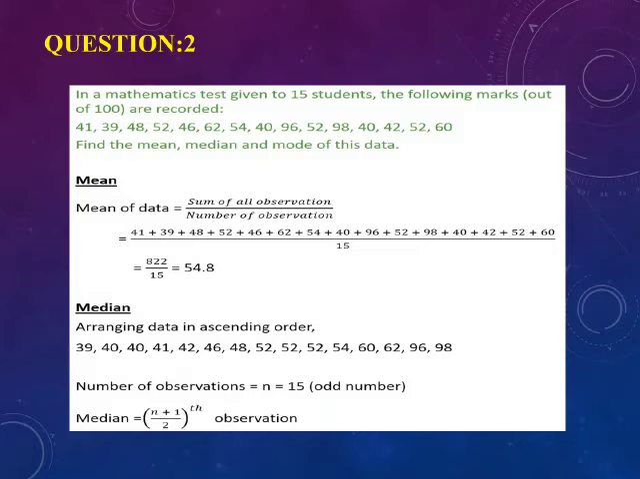First, we have to find out the mean. For mean, we have a formula: sum of observations divided by total number of observations. Then we have to add all the given observations.